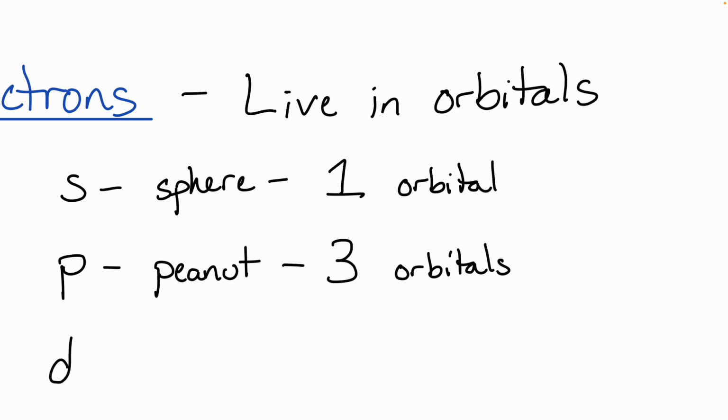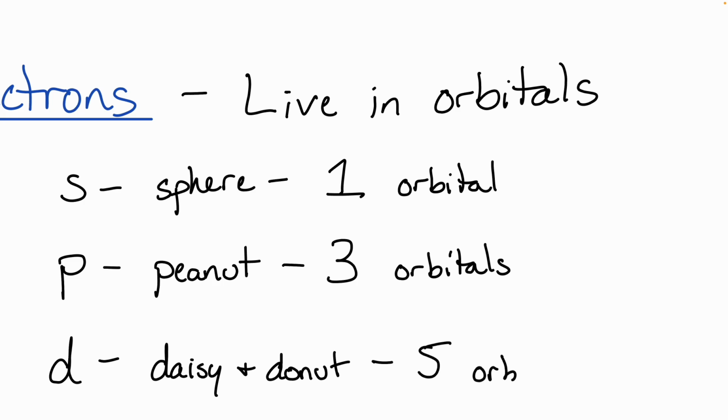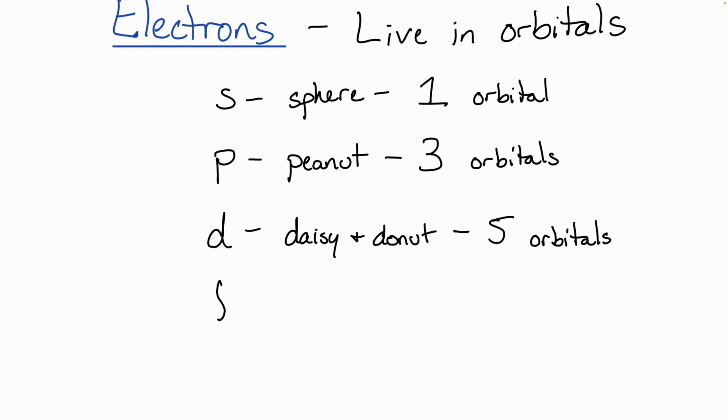All right, and then the D. We said it was daisies and donuts. How many orbitals? 5. And then the F, I'm not going to expect you to recognize, but we'll say they look like flowers, kind of. Importantly, how many were there? 7. So notice the pattern 1, 3, 5, 7, increasing odd numbers.